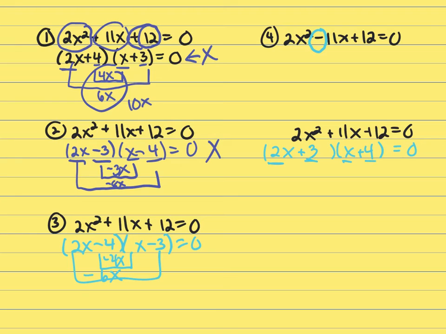3 times 4 is 12. Multiply your inside terms, that gives you 3x. Outside terms, 8x, and that gives you a positive 11x.